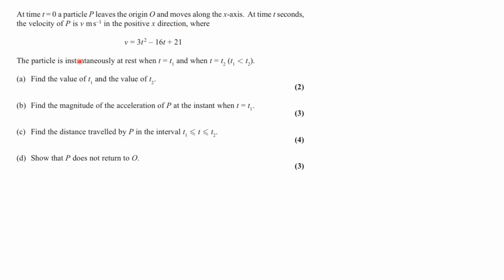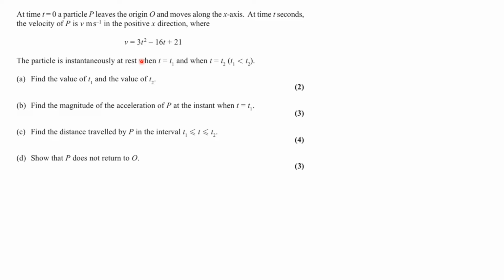Now we're told here the particle is instantaneously at rest when t is t1 and t is t2. Again, this term instantaneous at rest comes up time and time again in exam questions. And we've established with the last question and also in my previous video that the velocity is 0 when it's at rest. So all we have to do is solve the velocity as 0. Now in some exam questions, to solve v equals 0 requires us to differentiate or to integrate to get the velocity in the first place.